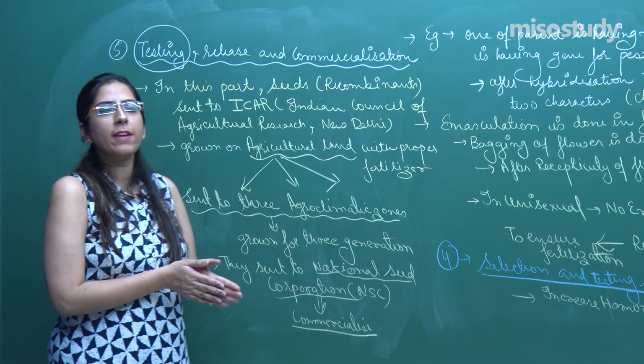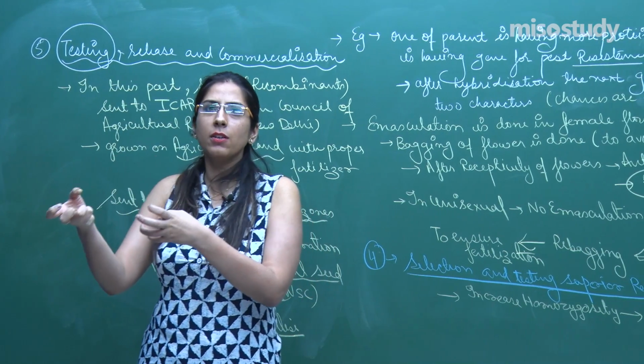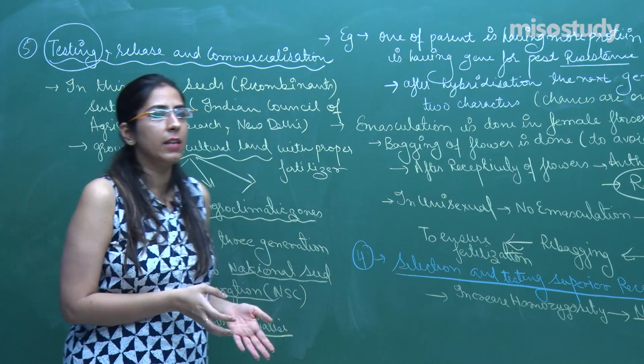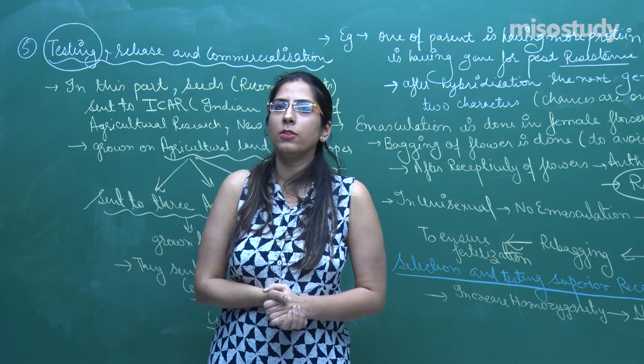Right. So these are the 5 basic points by which selection in the germplasm, then hybridization, and later the commercialization of the seeds is done. So this was all about plant breeding.